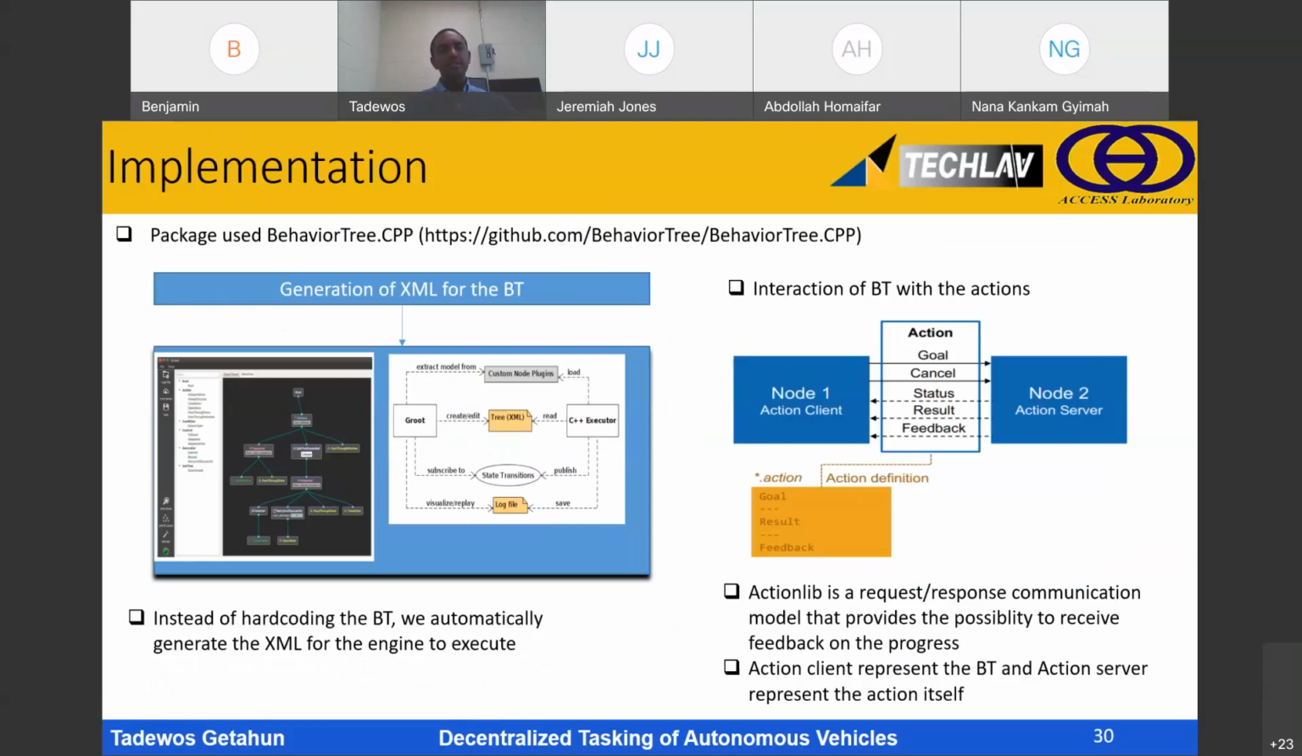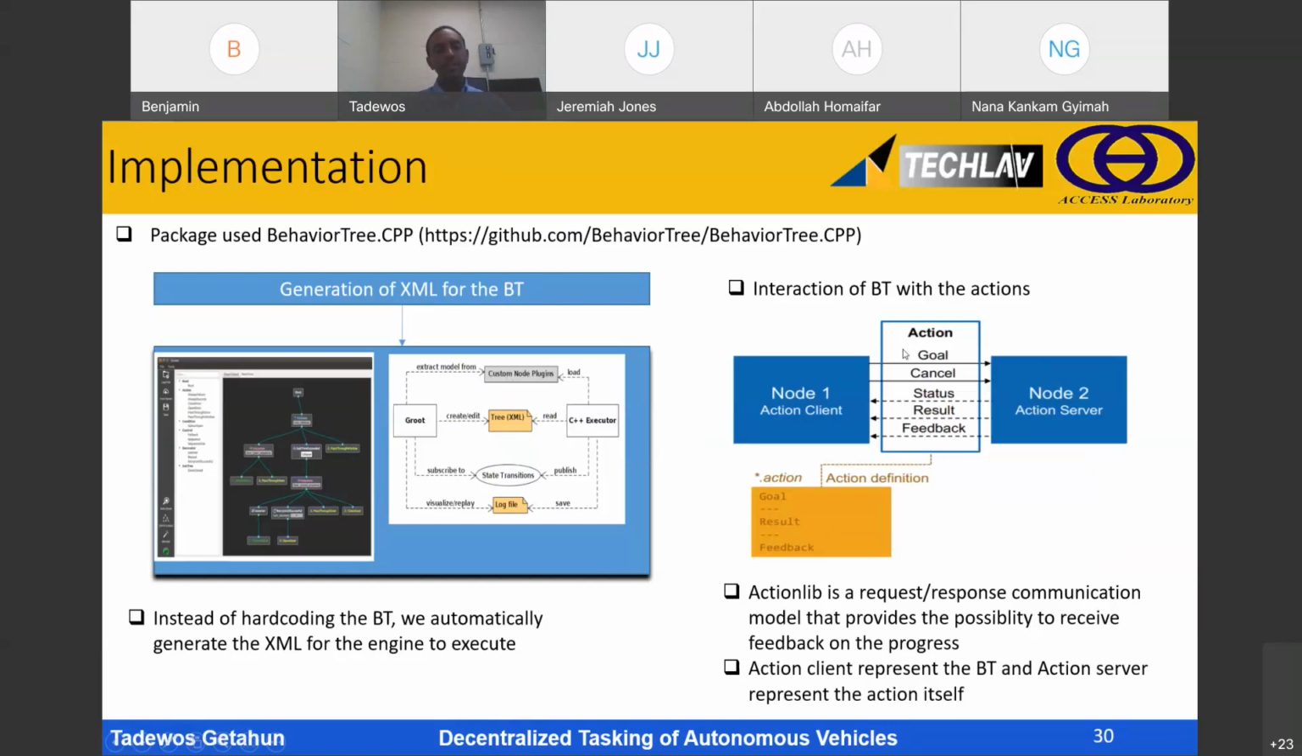So to summarize, this is the available behavior tree package. Our objective is to generate the XML file automatically so that we can accomplish the goal automatically, so that agents can synthesize the behavior tree automatically and execute the mission autonomously.